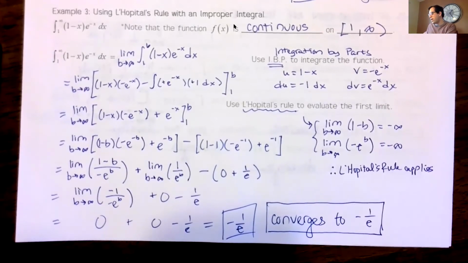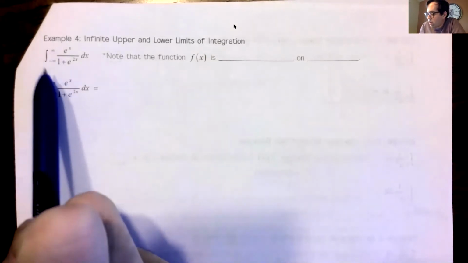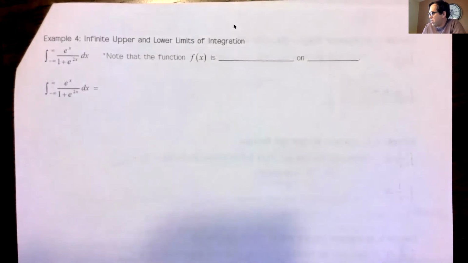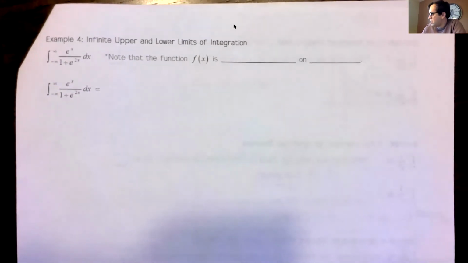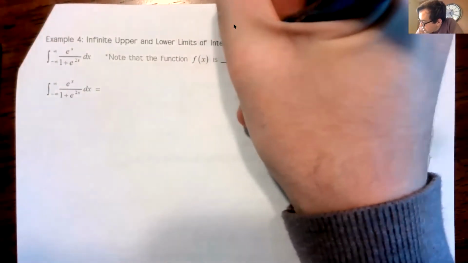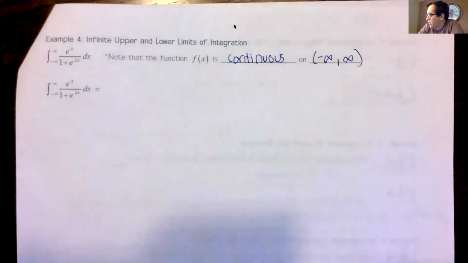Okay, so let's take a look at example 4. Infinite upper and lower limits of integration. So this is that case 3 from the first page, where we have an integral that goes from negative infinity all the way to positive infinity. So the first thing we need to do is check to make sure that this function is continuous, and it is. It doesn't matter what number I plug in for x, this is always going to be continuous. So it is continuous for the whole interval of the integral, negative infinity to infinity.